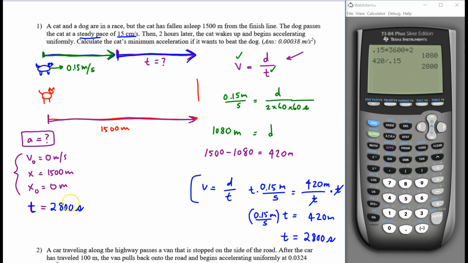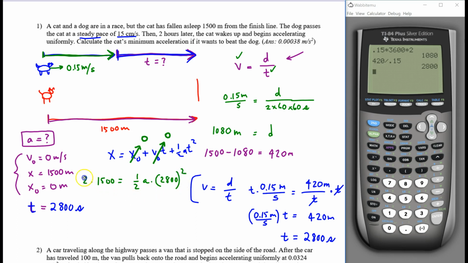So now we have enough information to use a big 4 equation. The equation we pick is the one with all of those variables. It's x equals x0 plus v0 t plus 1/2 a t squared. x0 is 0, so it goes away. v0 is 0. Anything times 0 is 0, so that's all 0. And we'll just have 1/2 a t squared. So to solve from here, we plug in our values. 1,500. a is the unknown. And t is 2,800, which is getting squared.